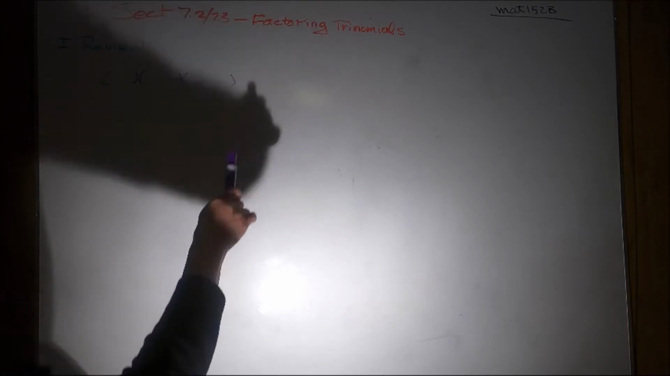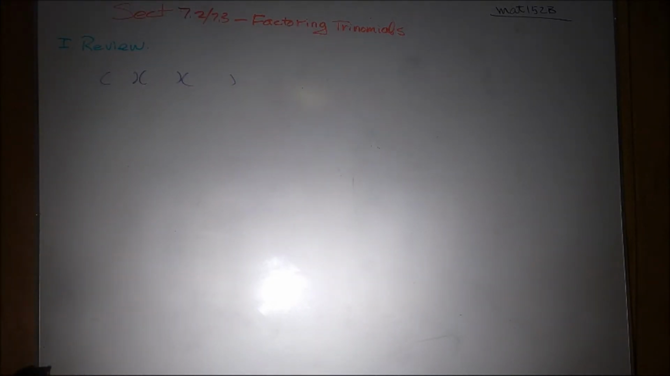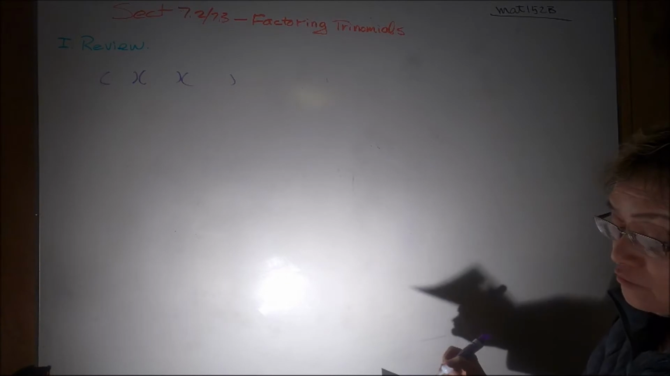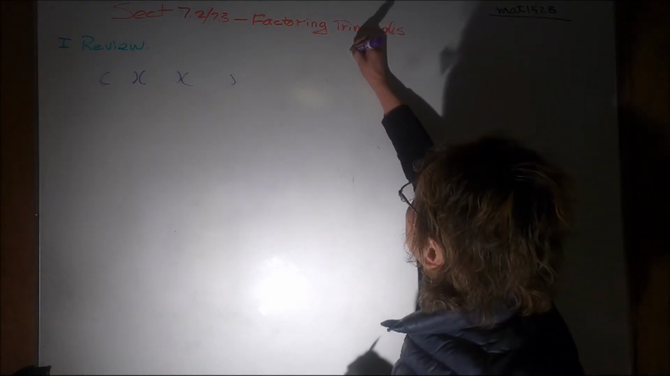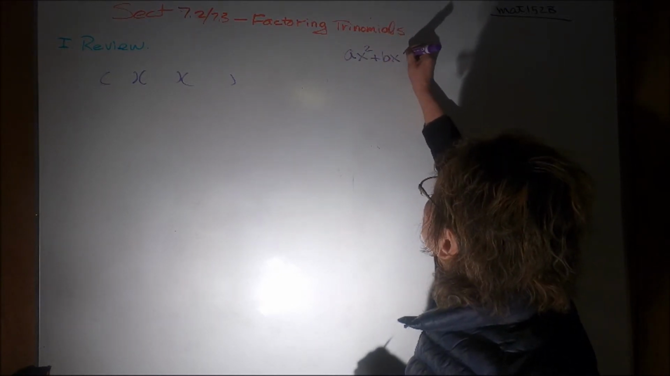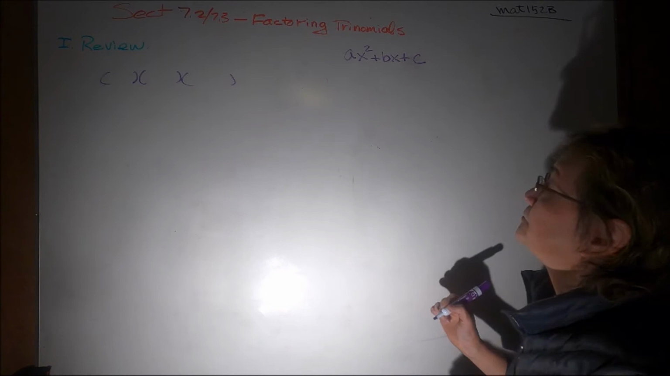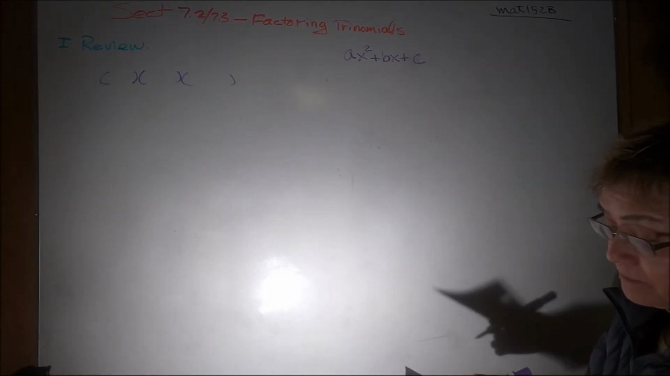So we are going to do factoring trinomials. What are trinomials? Tri means what? How many terms? 3 terms, right? So trinomial, standard form, 3 terms. So that will be what? ax squared plus bx plus c, from the highest order to the lowest one.